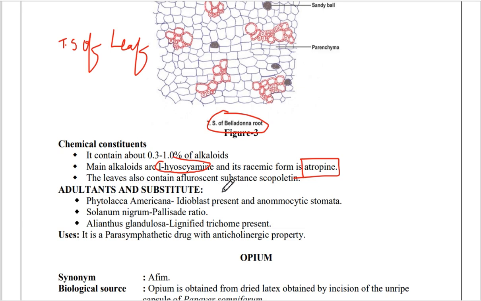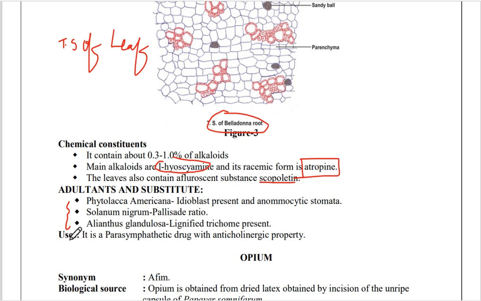The leaves contain a fluorescent substance called scopoletin, very important. Phytolacca americana, Solanum nigrum, that is parasite ratio, Ailanthus glandulosa. These are the adulterants or the substitute forms of the belladonna root. The person selling the belladonna root can make you a fool by selling its adulterants.